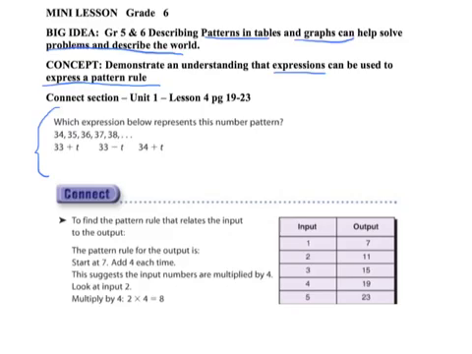Alright, so let's take a look at this rule here. To find the pattern rule that relates the input to the output, so we're doing an input to output rule. The pattern rule for the output is starting at 7, adding 4 each time, and remember we can use that to help us figure out what we need to do with the input to the output. So it's something with 4. Let's start with times 4, just because we can see that it is getting bigger. 1 times 4 is 4 plus 3 to get to 7. Let's see if it works. 2 times 4 is 8, plus 3 is 11. 3 times 4 is 12, plus 3 is 15. So that would be our rule. Input times 4 plus 3 would be our rule.